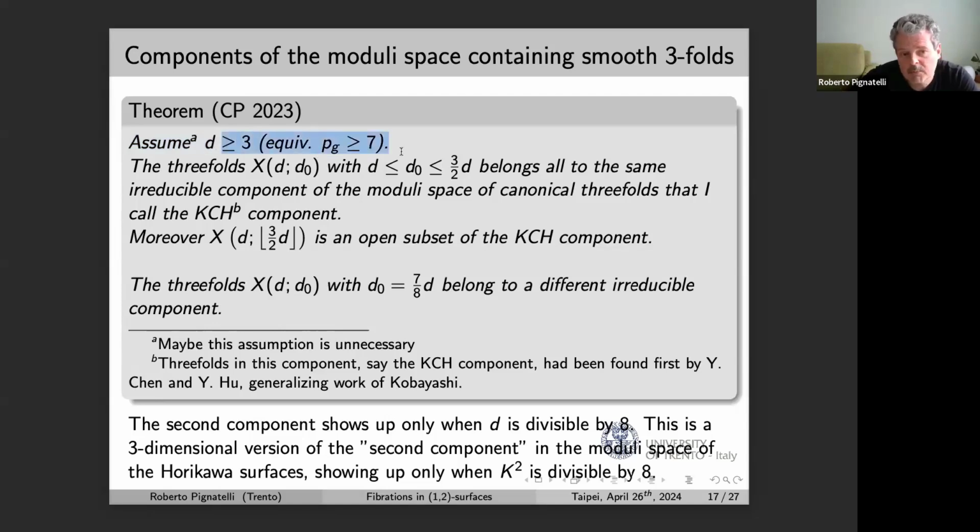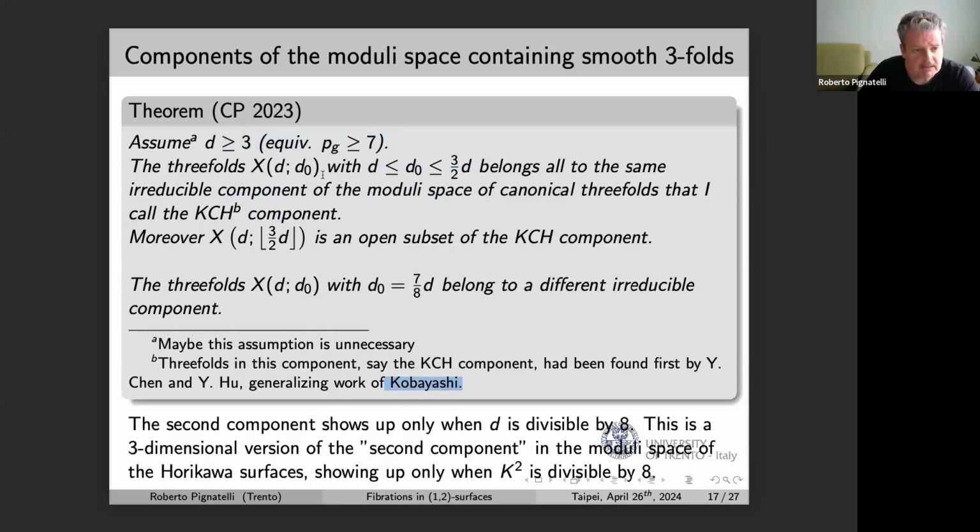However, if at least we assume PG bigger than 7, which includes those PG bigger than 11, where I know that I'm dealing with all, considering simple fibrations in 1-2 surfaces, I'm dealing with all threefolds on the neutral line. If we assume D bigger than 3, the threefolds with D0 between D and 3/2 of D all belong to the same irreducible component of the moduli space of canonical threefolds that I call the KSB component, KCH, because this contains both the examples of Kobayashi I mentioned at the beginning and those by Yifan Chen and Yonghu, which have been constructed later by generalizing the work of Kobayashi. They are all in this component.